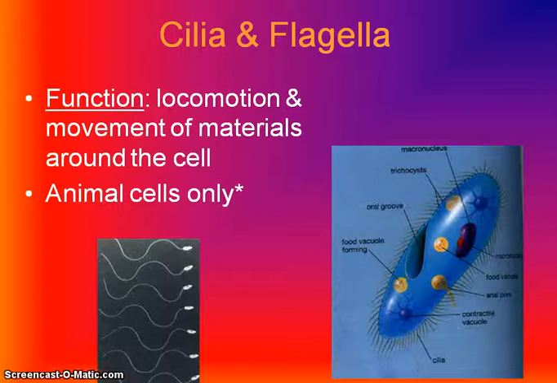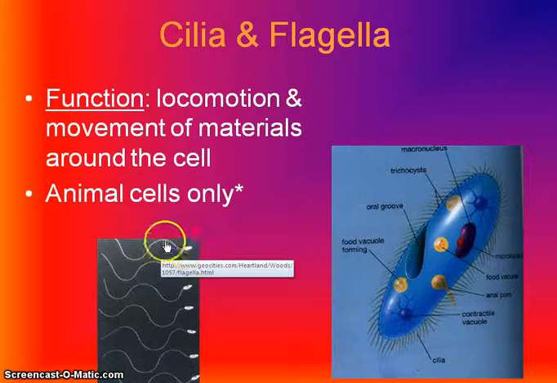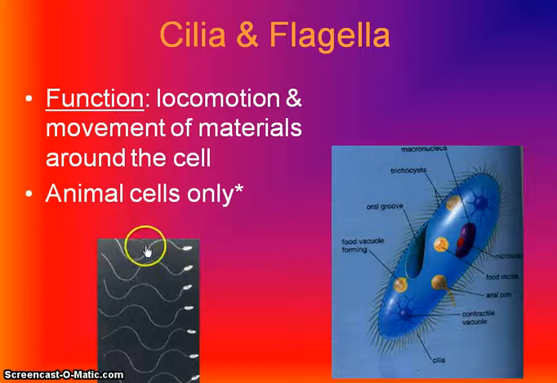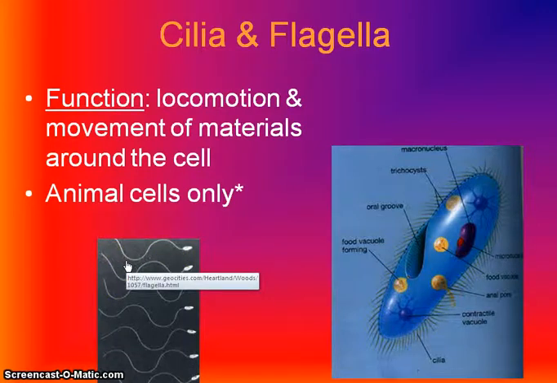Finally, animal cells also have cilia and flagella, or have the potential to have cilia or flagella. The cilia and flagella help in locomotion of the cell and also in movement of materials around the cell. So one of the most common examples of flagella is the tail that you see on a sperm cell. So that long tail is the flagella, and by moving that tail, that allows the sperm to swim.